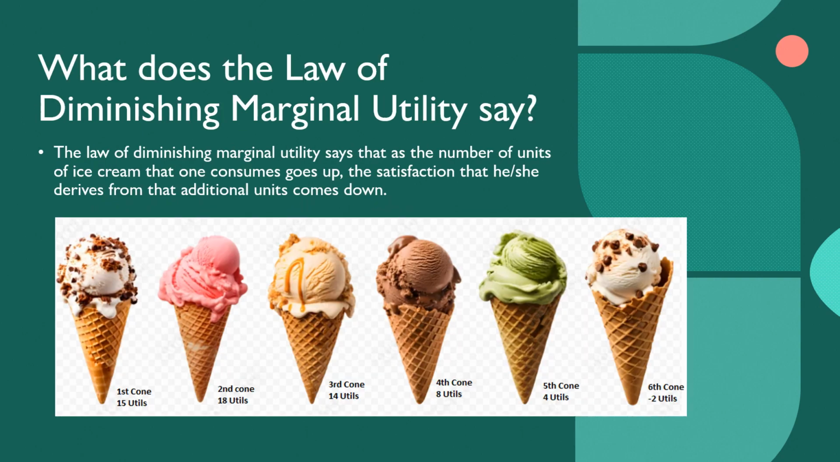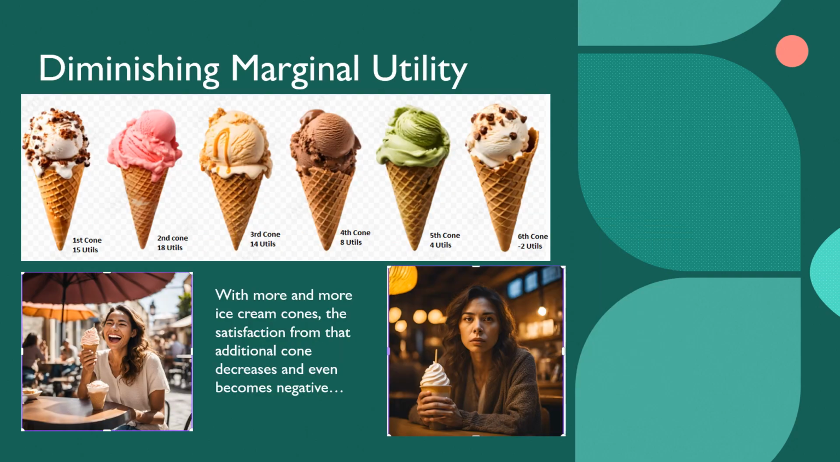Now, what does the law of diminishing marginal utility say? It says that as the number of units of ice cream that we consume goes up, the level of satisfaction that we derive from the additional units comes down. Generally, we measure utility using a unit called utils, and we can see that with more and more ice cream cones, the satisfaction from that additional cone decreases and even becomes negative as we consume more and more.